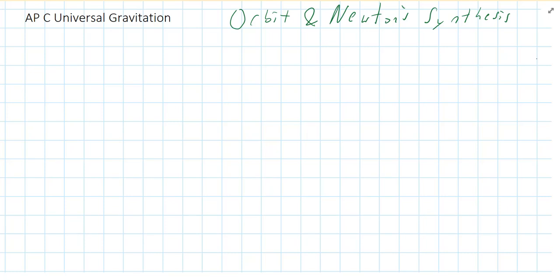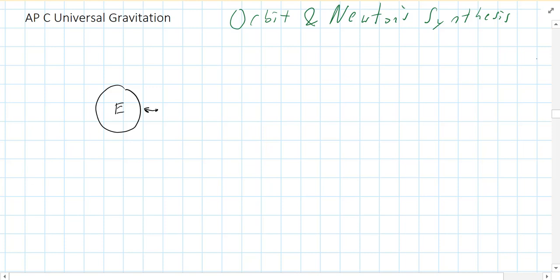Hey folks, in this video we're going to use universal gravitation to talk about orbit and Newton's synthesis. What does that mean, right? All right, so let's talk about orbit first. Let's say here's the Earth and let's say here's a rock. Well, if you just drop the rock, it's going to fall and hit the Earth, okay?